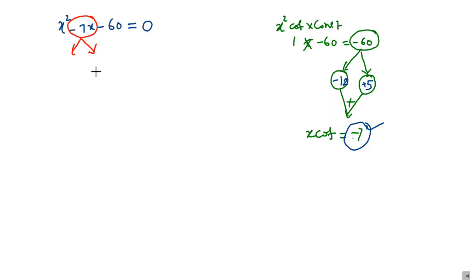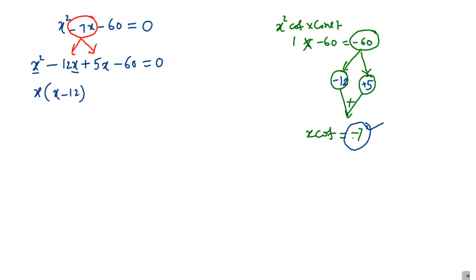Now using these two we can split the middle term minus 7x. So let us split x square. What is the first factor? That is minus 12. So we can write minus 12x, and next factor is plus 5, plus 5x, and the next term, that is minus 60, equals 0. Now in the first two terms, if you observe, x is common. So by taking x as common out, we get x minus 12 inside the bracket.